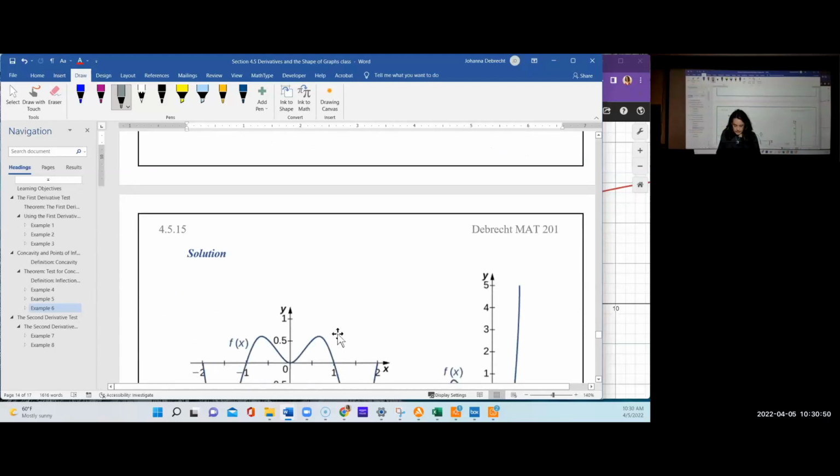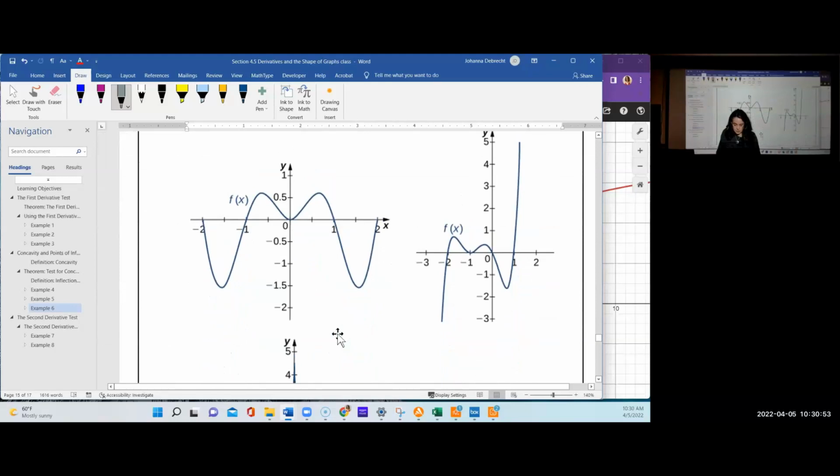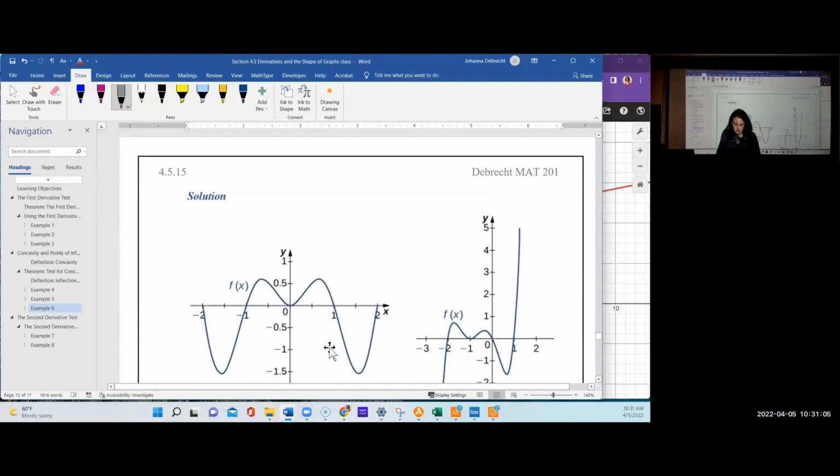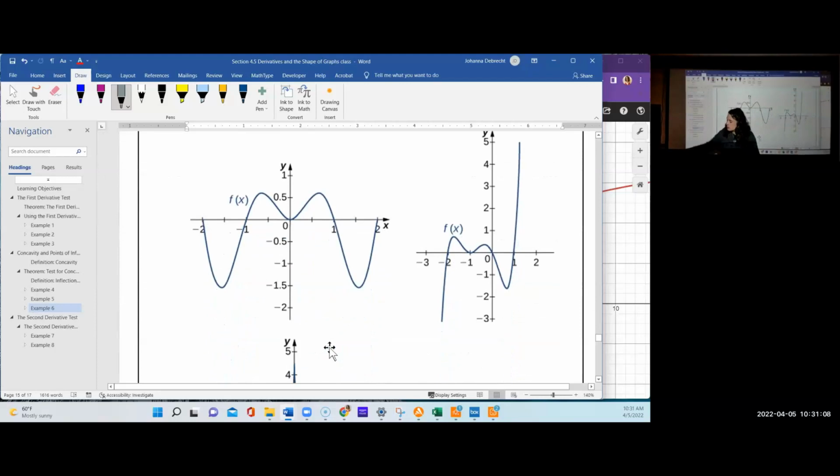So in example 6, we're just looking at graphs and we're determining where it's increasing, decreasing, concave up, concave down. And what does that indicate about the signs of the first and second derivative? So we'll do one of these and then we'll go on to the next. I'm going to divide it into regions, from here to here, and here to here, then to here, then to here, then to here.